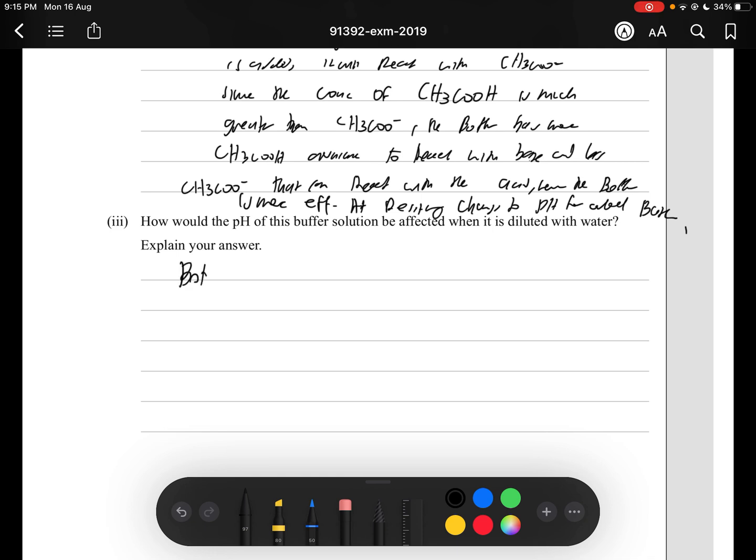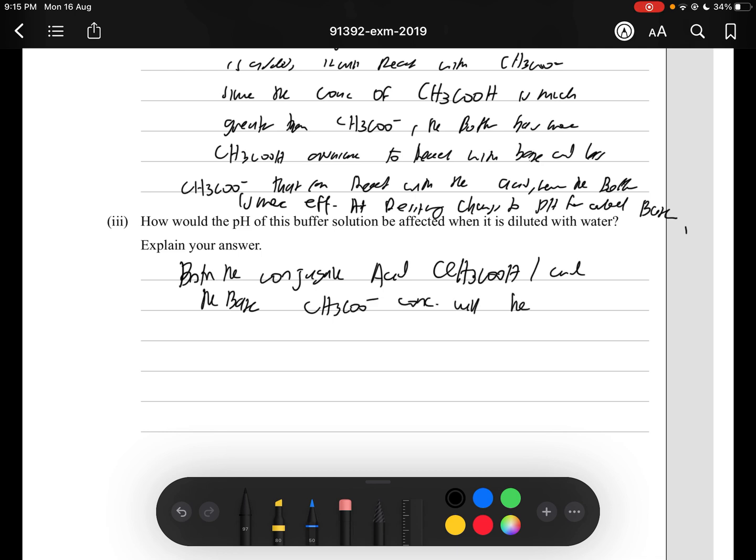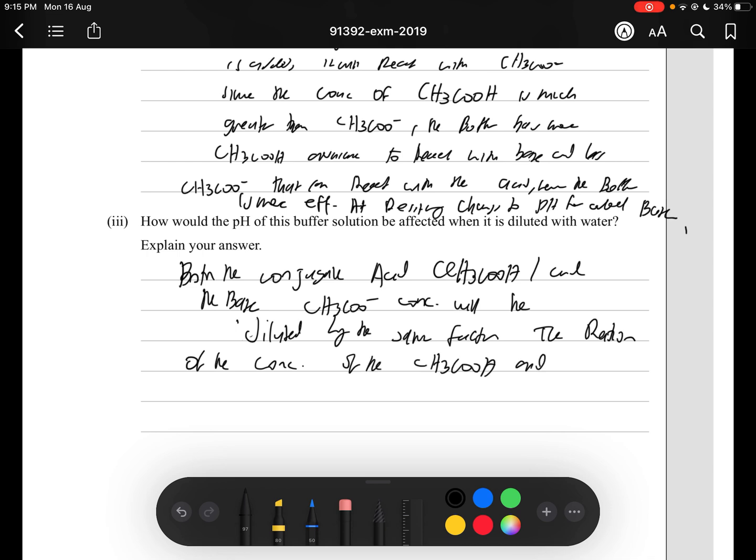So we can say the ratio of the concentration of the CH3COOH and the CH3COO minus does not change. Therefore, there is no change in the pH.